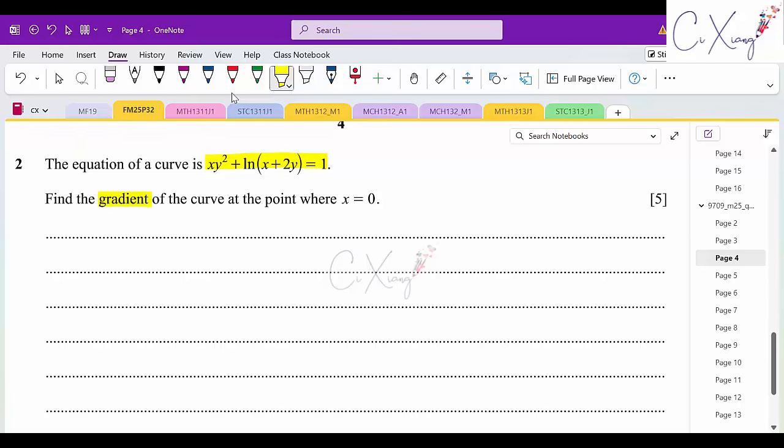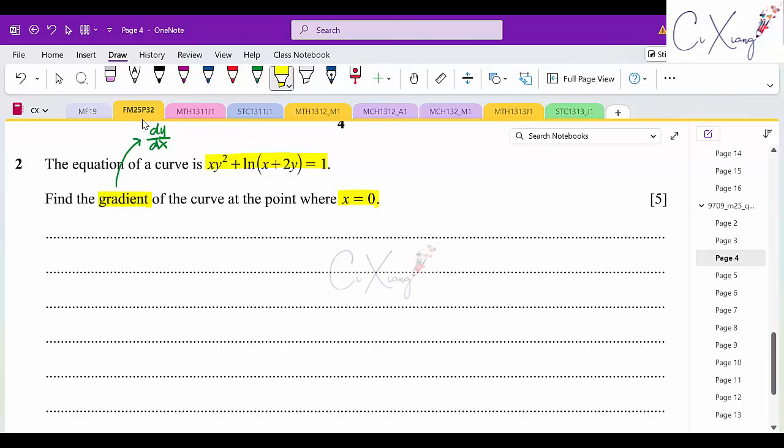Okay, gradient of the curve. So what's the meaning of gradient of the curve? So you should know that gradient of the curve means dy dx. So we want to know what's the value for dy dx when x is equals to 0. That means at the point of x equals to 0. So first of all, of course, we need to find out dy dx first.